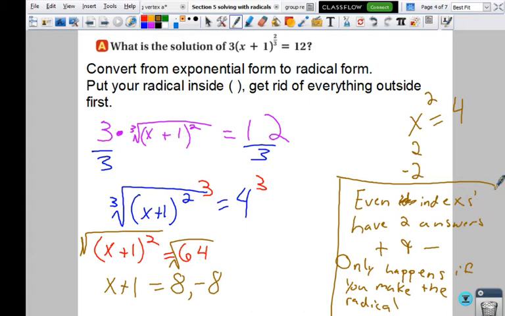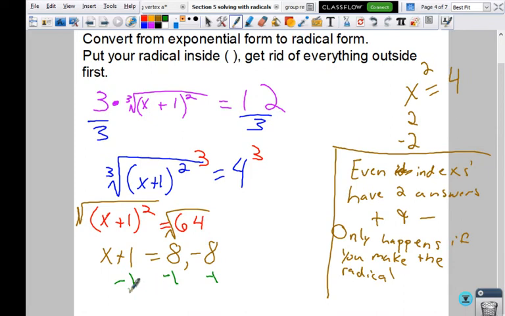And then I've got my positive 8 and my negative 8, but am I done solving it for x? No. Now, what's the last thing? Minus 1. We're going to minus 1. And when I minus 1, I am going to minus 1 everywhere. So I'm going to minus 1 here, and minus 1 here. I'm going to end up with 2 answers: x equals 7 and negative 9. These are both my answers. So keep that in mind as you go through this. If you make a radical yourself and it has an even index, then you have 2 answers.